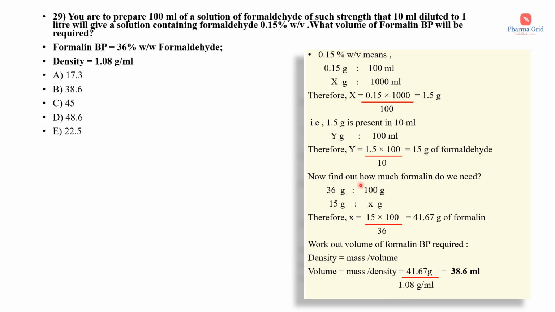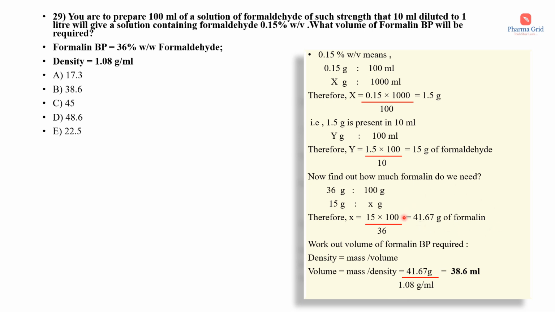Now we need to find out how much formalin we need. Here the concentration of formalin is given as 36% weight by weight. So 36% weight by weight means 36 gram is present in 100 gram. So let it be 15 gram present in x gram, because we need to find out the amount. Therefore x is equal to 15 into 100 divided by 36, that is equal to 41.67 gram of formalin. So the amount of formalin required is equal to 41.67 gram.